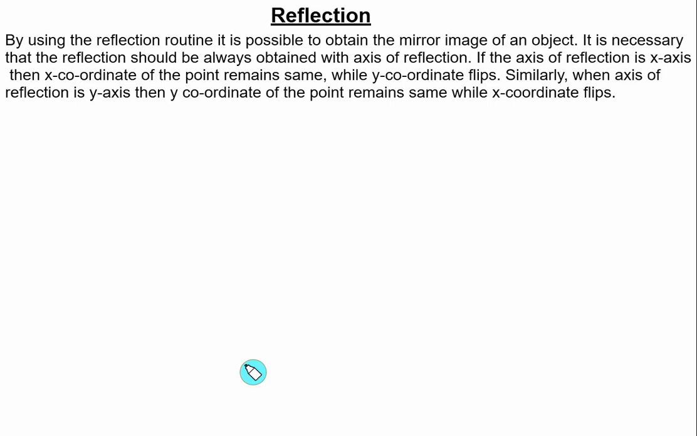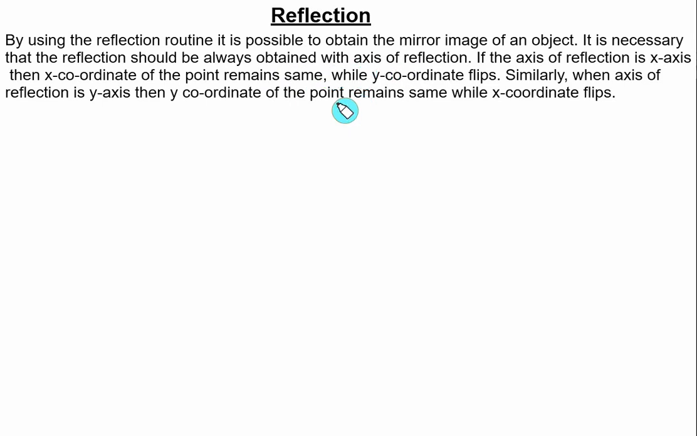Next transformation is the reflection or the mirror. By using the reflection routine, it is possible to obtain the mirror image of any object. It is necessary that a reflection should always be obtained with an axis of reflection. So the axis of reflection we have to define.